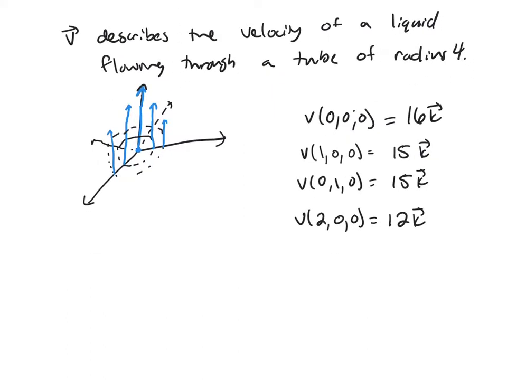If I take a point on a circle of radius 3, you'll get 7k. So again, it's going straight up, but not quite as far, not as high.